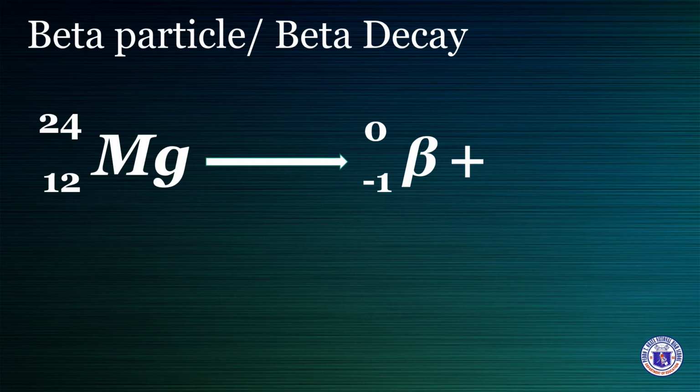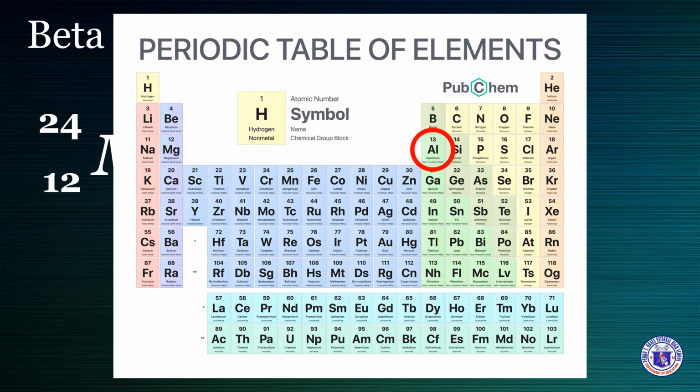Since beta decay has a mass of 0, the mass of the new element is 24. For the charge, since the beta particle is -1, we will add it to the charge of magnesium, that is 12. So the new element has 13 as atomic number. If we look at the periodic table of elements, the element that has 13 as an atomic number is aluminum.